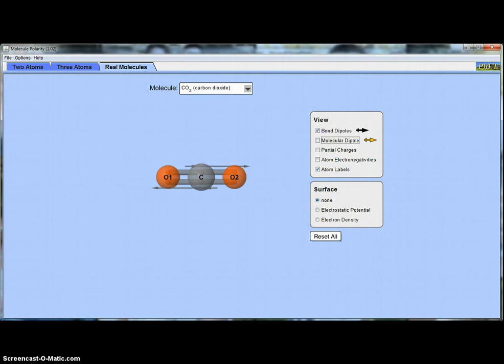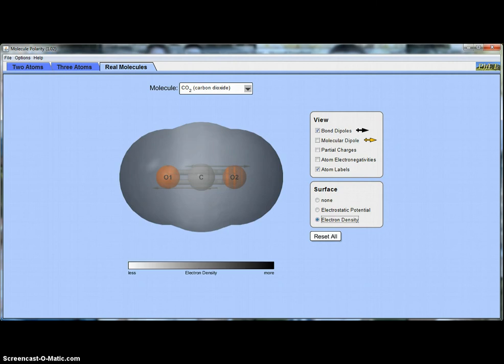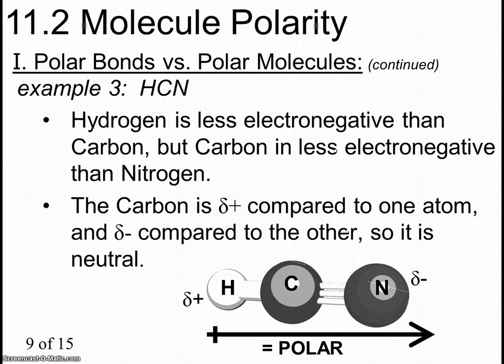So overall, we could look at the electron density, and it shows that it's going to be more dense towards the outside as opposed to the inside, but if we were to put this in a magnetic field, it would not align in any particular direction because there is not an overall one side that is positive or negative compared to the other. Let's look at a few more examples. With hydrogen cyanide, we could look at each individual molecule and find that the hydrogen is positive in comparison to the carbon.